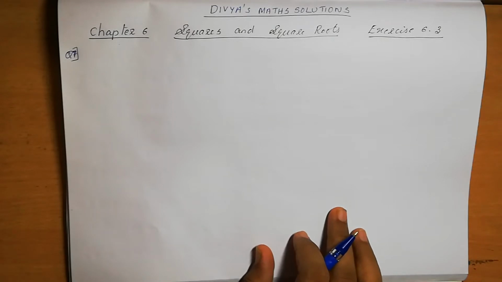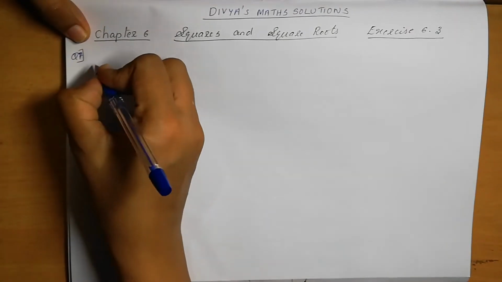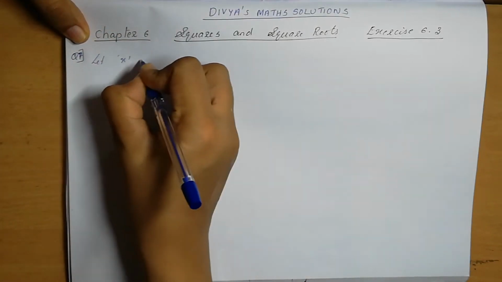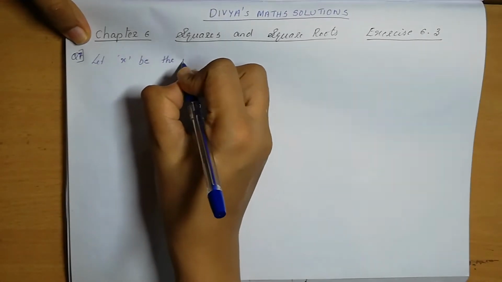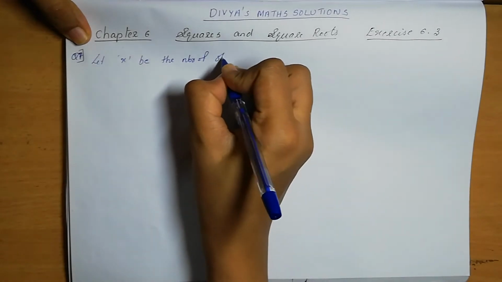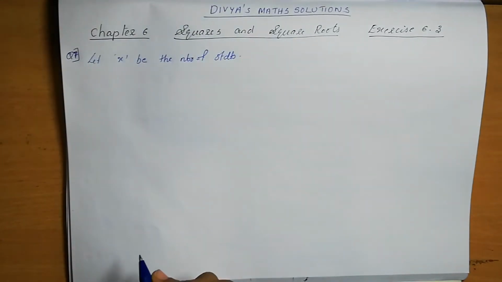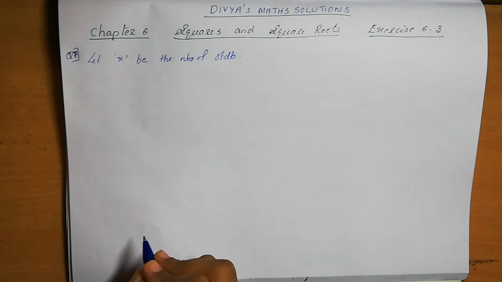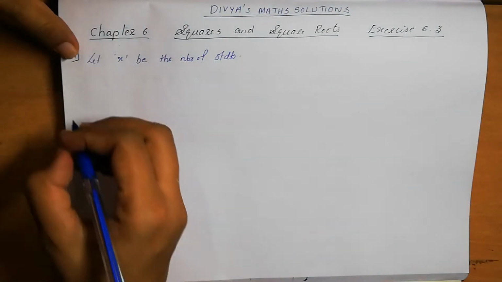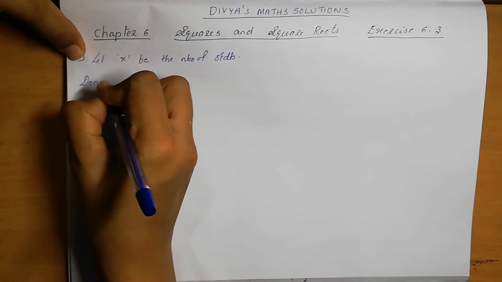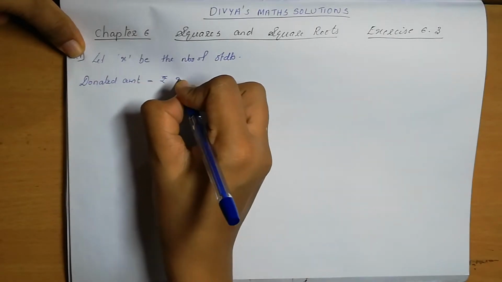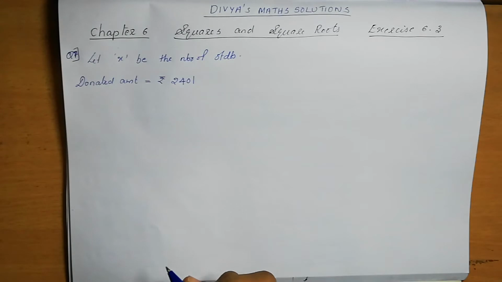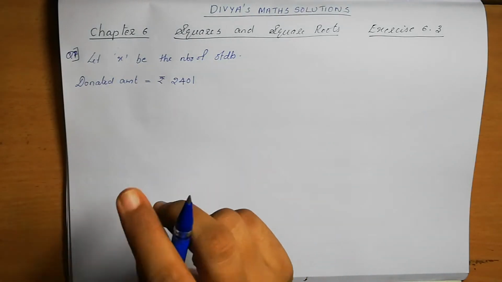So we need to find the number of students in the class, right? So the number of students, we can take it as x. Let x be the number of students. So how much amount did they contribute together? 2,401, right? That means the donated amount is equal to ₹2,401. So here they are given the donated money.